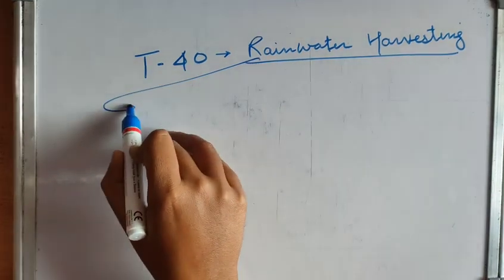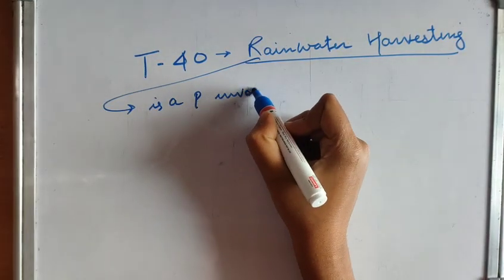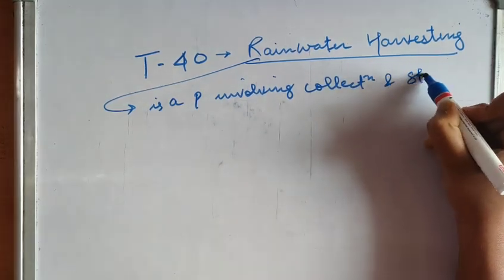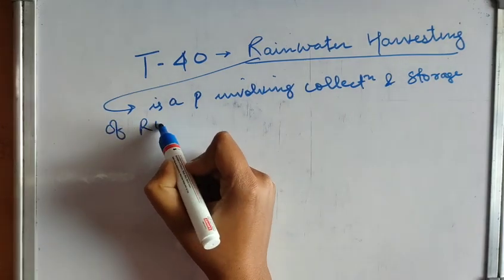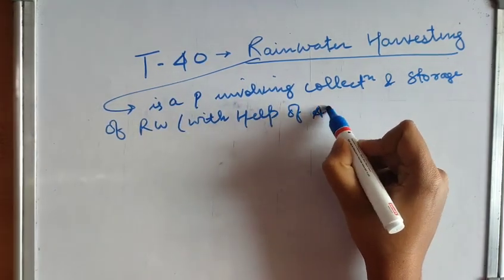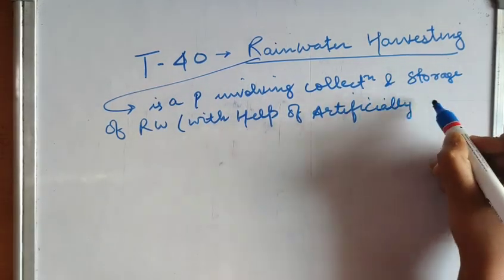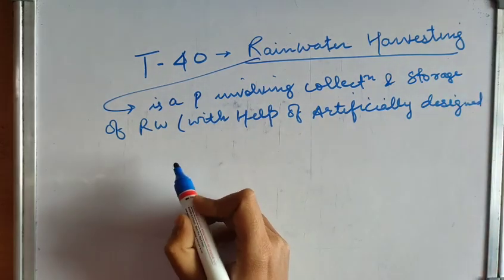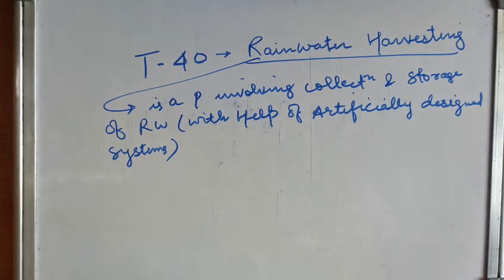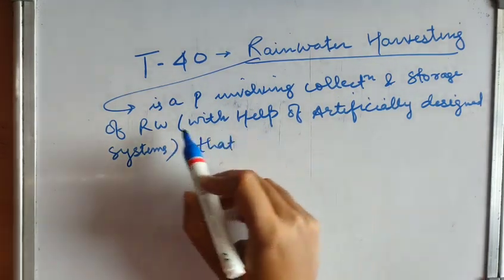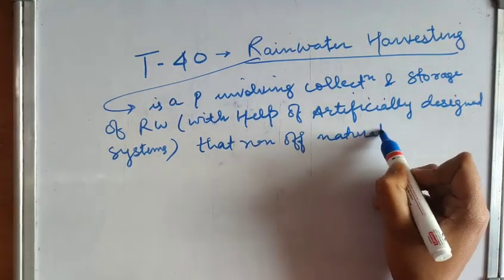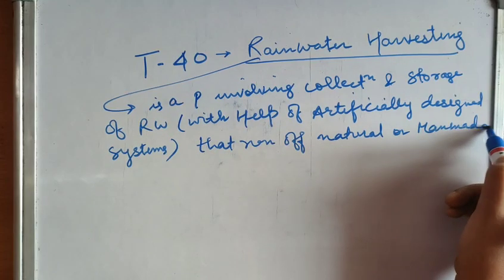It is a process involving collection and storage of rainwater with help of artificially designed systems, that runs off rainwater, storage of rainwater that runs off natural or man-made catchment areas.